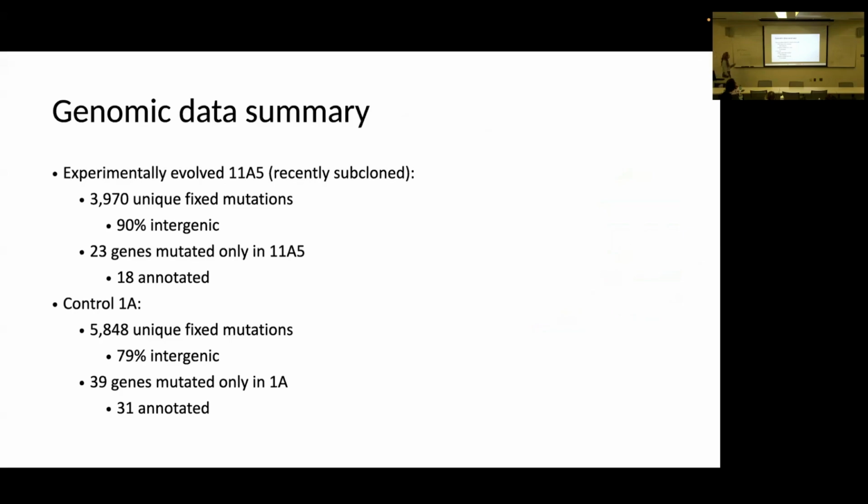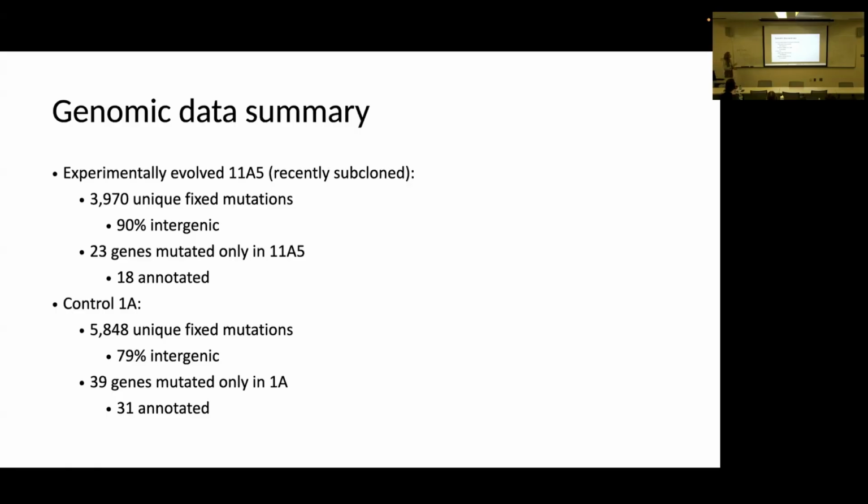So in my experimentally evolved line, I identified almost 4,000 unique fixed mutations. In my control line, I identified almost 6,000 unique fixed mutations. This difference in number is to be expected because my experimentally evolved line was subcloned much more recently, and I wanted to get a full picture of the genetic variation that's present in the controls. So the controls are adapting to culture collection conditions. I found that the vast majority of these mutations are intergenic.